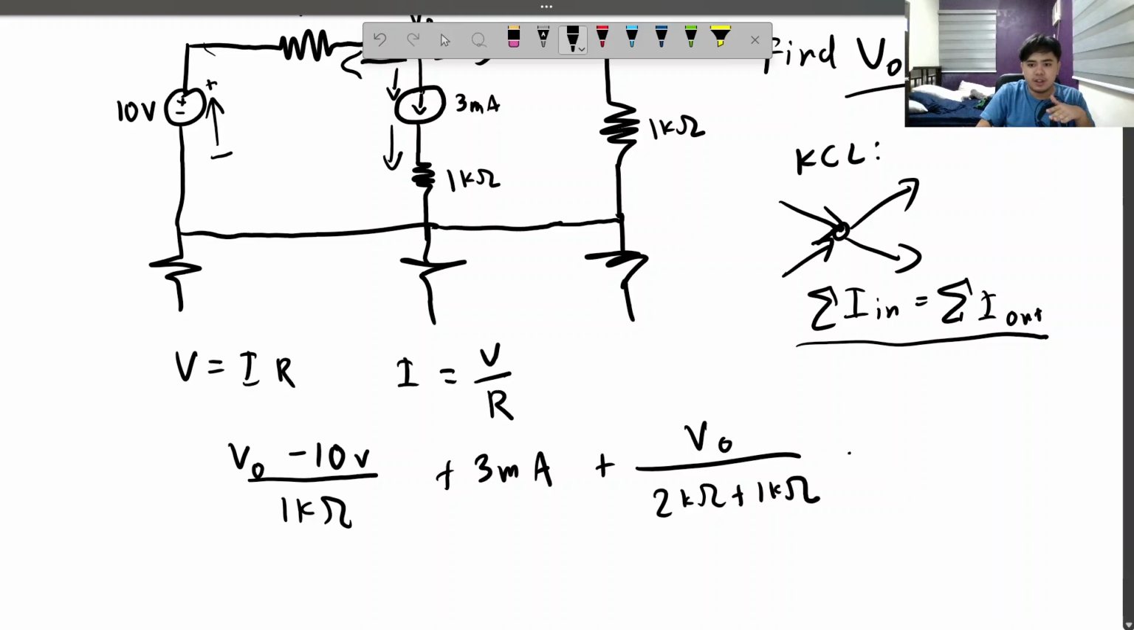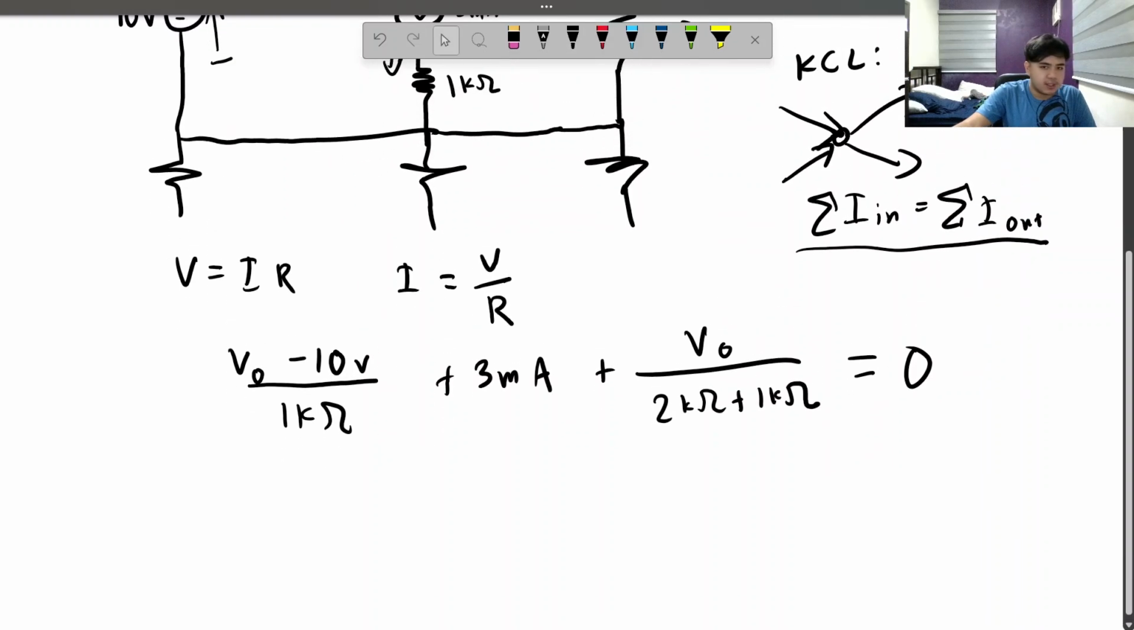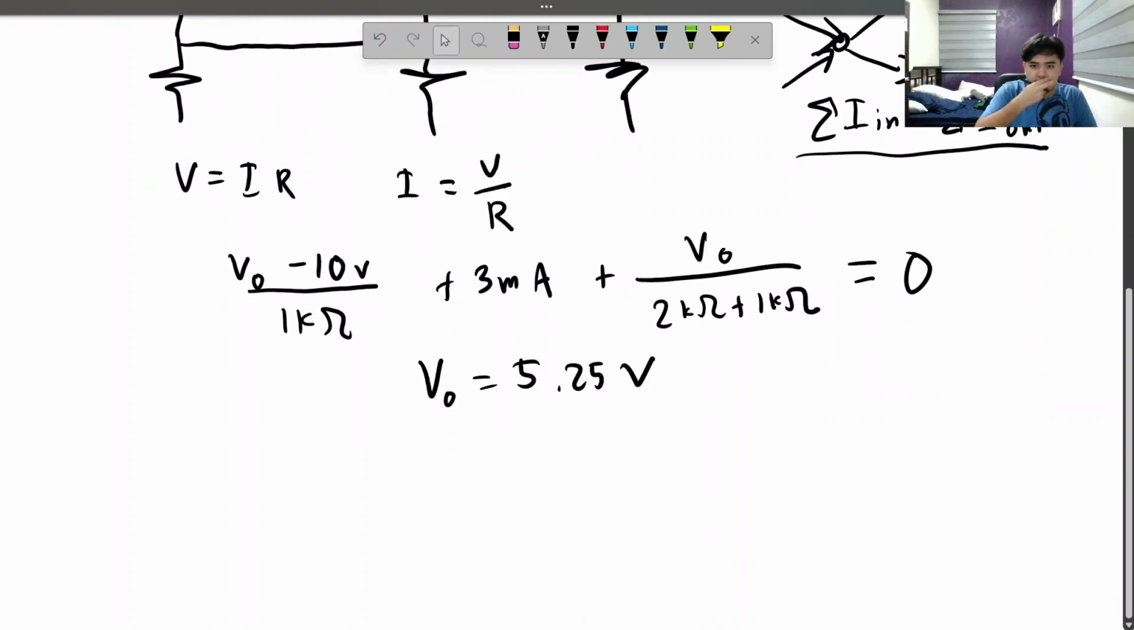And by Kirchhoff's current law, this is all outgoing current. This must be equal to zero. So let's try solving this. If you punch this in a calculator or if you solved it, you will end up with VO being equal to 5.25 volts. So let's simplify this in order to prove it.